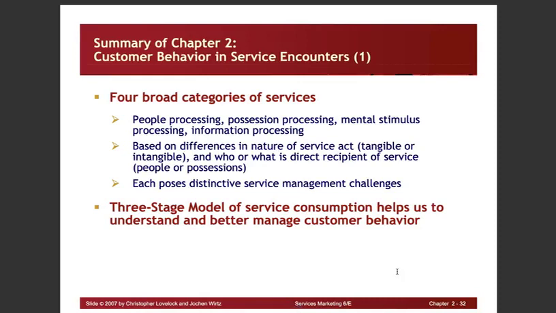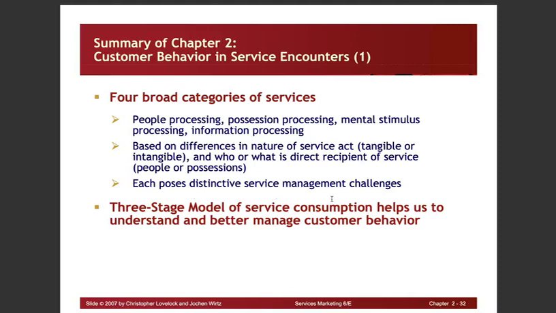Okay, guys. For a summary, this is a very long story of the concept of service encounter, but hopefully you gain some information. So before I end this chapter, let me summarize. There are four broad categories of service: people processing, possession processing, mental stimulus processing, and information processing. They are based on differences in the nature of the service act, tangible and intangible, and who or what is the direct recipient of the service, which can be people or possessions. Each possesses distinctive service management challenges. It means that people processing has a unique challenge, possession processing also has a unique challenge, etc.